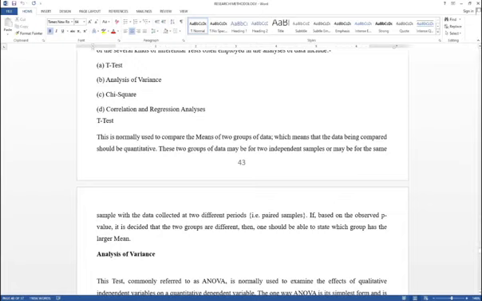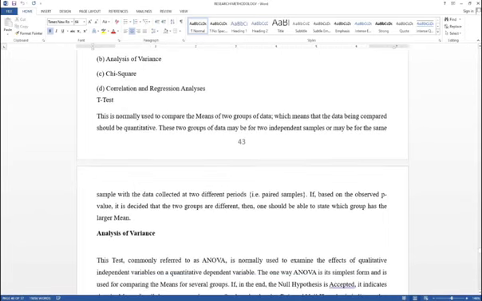So you're likely to have different numbers. So if based on the observed p-value, it is decided that the two groups are different, then one should be able to say which group has the larger mean. So if they're different, that means they have two different means. And remember we are talking about figures, if you have two different means, it simply means that one mean is of a different value from the other one. That is to say, one is larger than the other one.